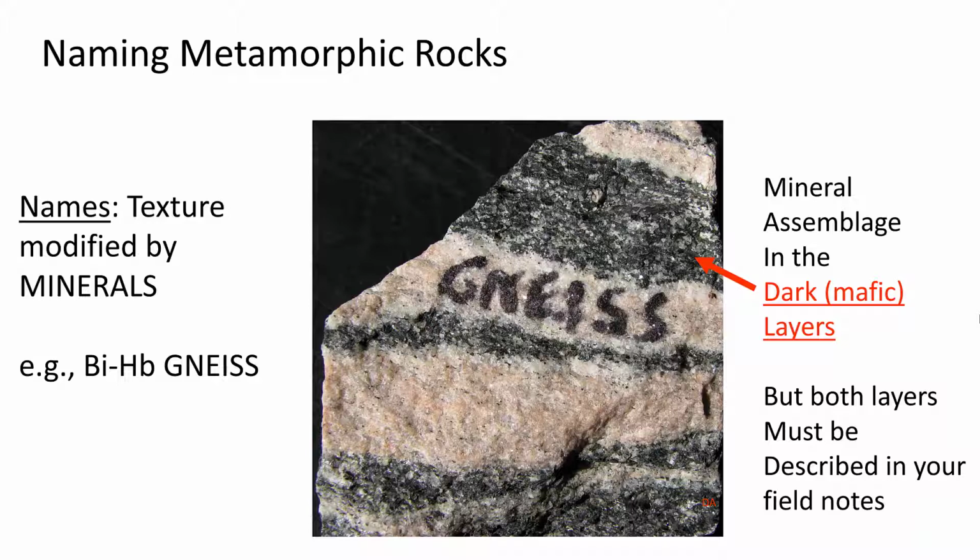Third, we have a gneiss. In a gneiss, we have alternating mafic and felsic layers. To name this rock, we focus on the mineral assemblage in the dark or mafic layers. So in this example, we have biotite and hornblende as the dominant minerals in the mafic layers. So it would be a biotite hornblende gneiss.